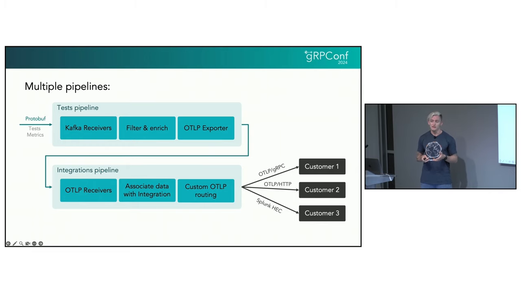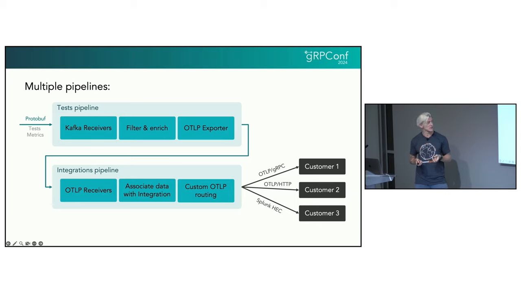To handle scale and complexity of our operations, we use a multiple pipelines approach. Let me explain. First, we have a so-called tests pipeline. That pipeline receives metrics from Kafka using Kafka receivers. Then it filters irrelevant data and enriches data with data taken from the metadata service. And at the end, this tests pipeline exports those test metrics using the OTLP gRPC exporter.